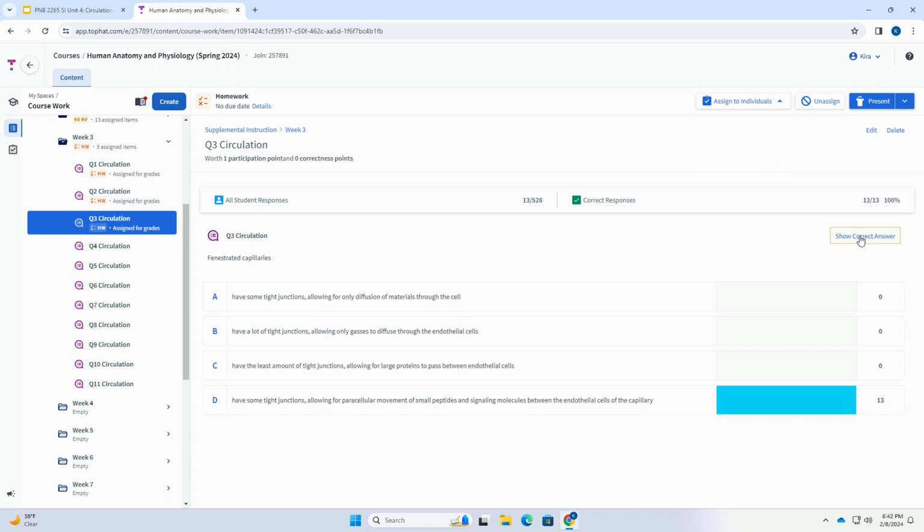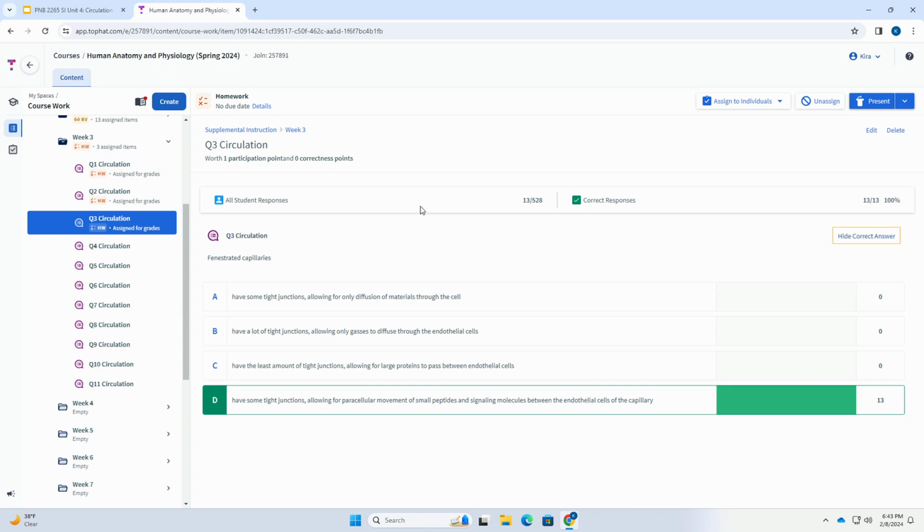Okay, yeah. So fenestrated capillaries were the intermediate capillary with some tight junctions, which allows for some paracellular movement, or movement around the cells, of small peptides and signaling molecules. Continuous capillaries are the ones that only allow for diffusion.